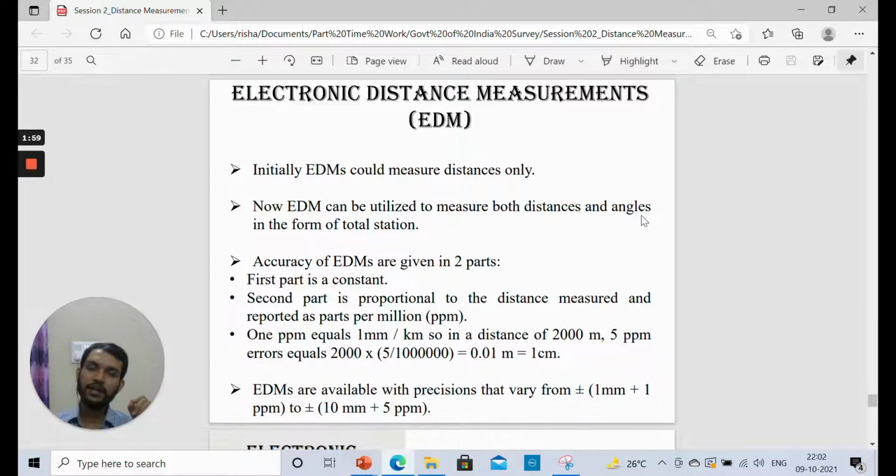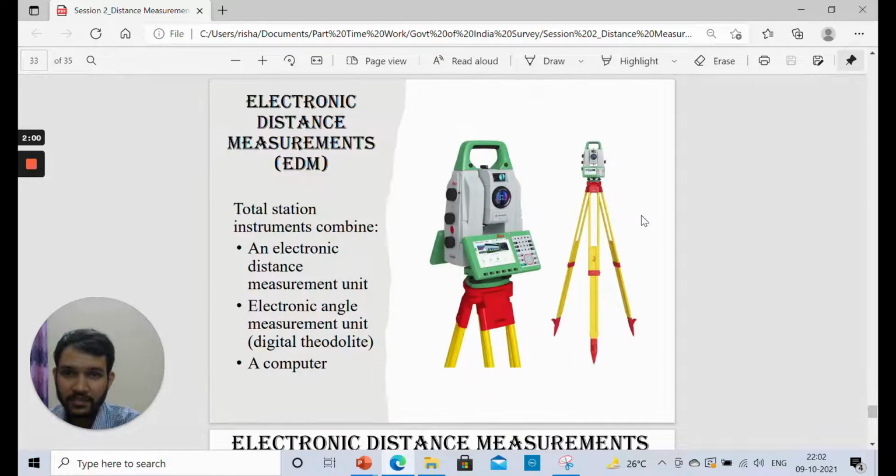So 5 upon 10 lakh is the accuracy ratio. It has to be multiplied by the distance that we have measured, that is 2000 meter. So 5 upon 10 lakh into 2000 will be the error, which is equal to 0.01 meter, or you can report it as 1 centimeter or 10 mm. So in 2000 meter or 2 kilometer, this instrument will incur an error of 1 centimeter.